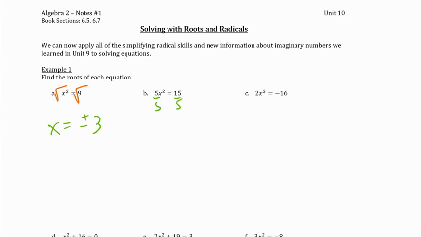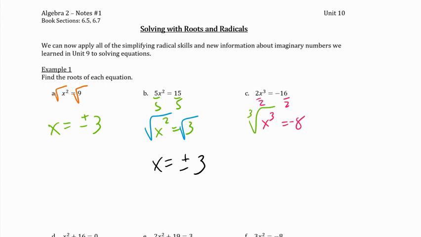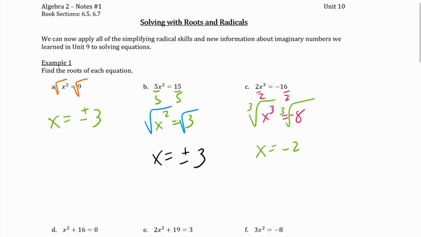B, I'll divide both sides by 5. I got x squared is equal to 3. Square root both sides, x equals plus or minus 3. On C, I'll divide both sides by 2. I got x cubed is equal to negative 8. Take the cube root of both sides. I got x is equal to negative 2. So it's only going to be plus or minus if we take the square root of both sides, not if we take the cube root.